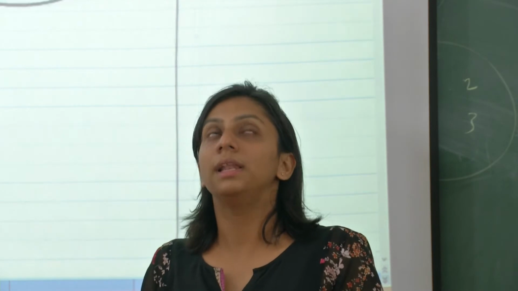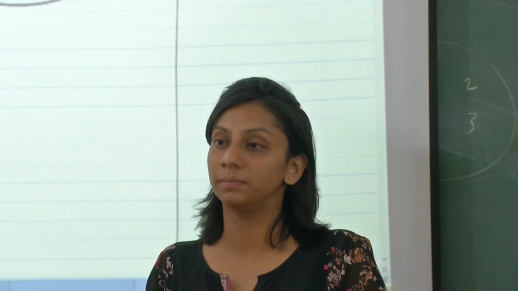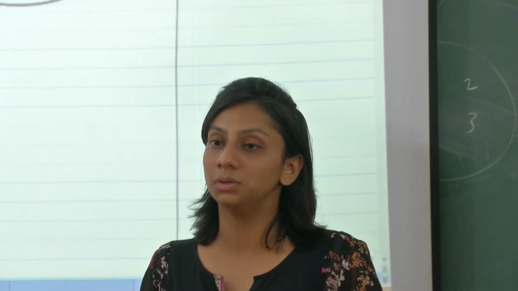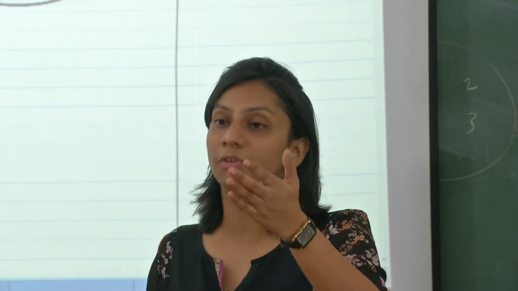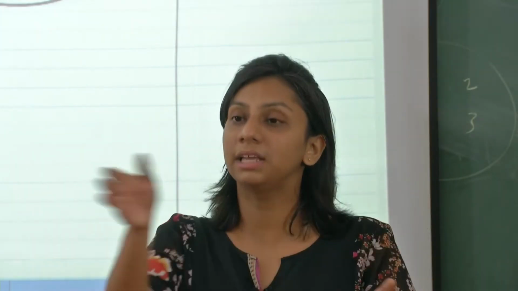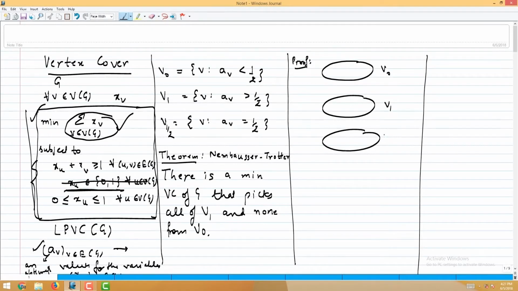So for example, let's forget about the size, but if I give you any vertex cover which contains V0, you can always give me a vertex cover that does not contain anything from V0. You don't pick anything from V0, rather pick all of V1. Okay, let's quickly write down what we said here.